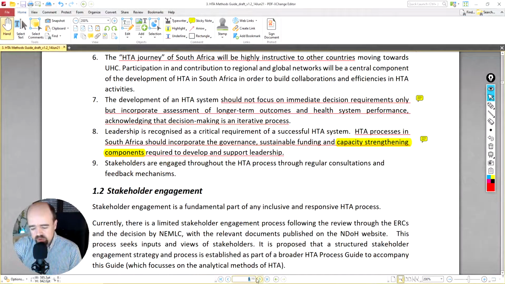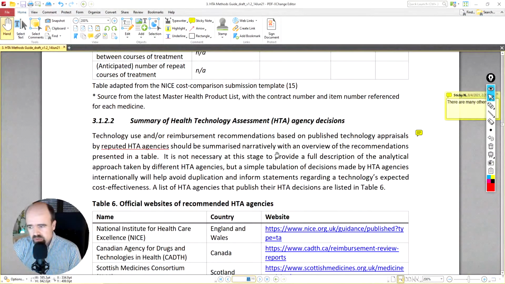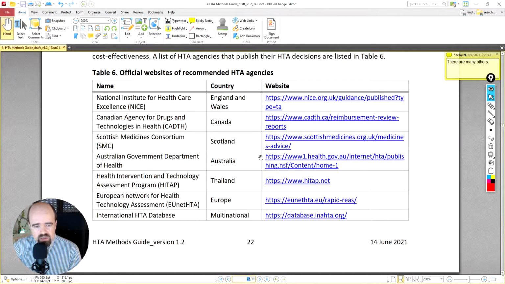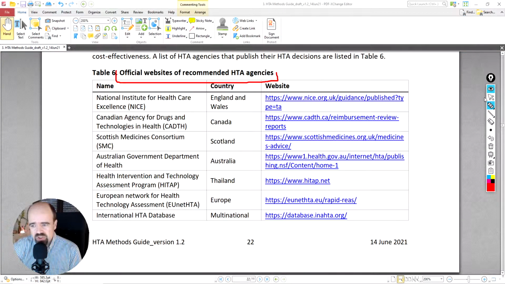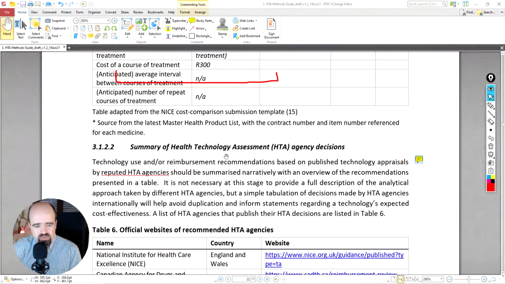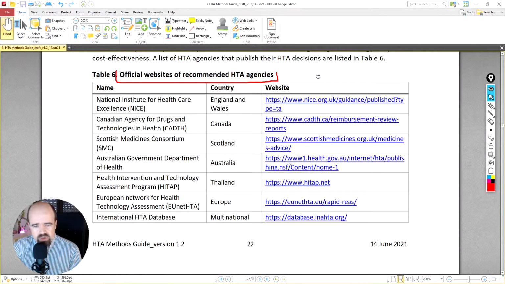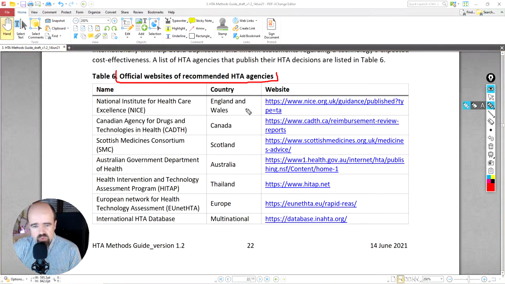The last point that I want to end on very briefly here relates to these official recommended health technology assessment agencies. Official websites of recommended HTA agencies. This was under the section of Summary of Health Technology Assessment Decisions. So when a new technology is being proposed for implementation, which countries would one have a look at? So England is top of the list, Canada, Scotland, Australia, Thailand, European EUnetHTA work, and they're doing really fantastic work on joint assessment reports and publishing these. And also international databases. But these are not the only HTA agencies that are out there, and there are arguably better HTA agencies in other jurisdictions that are doing far better work.